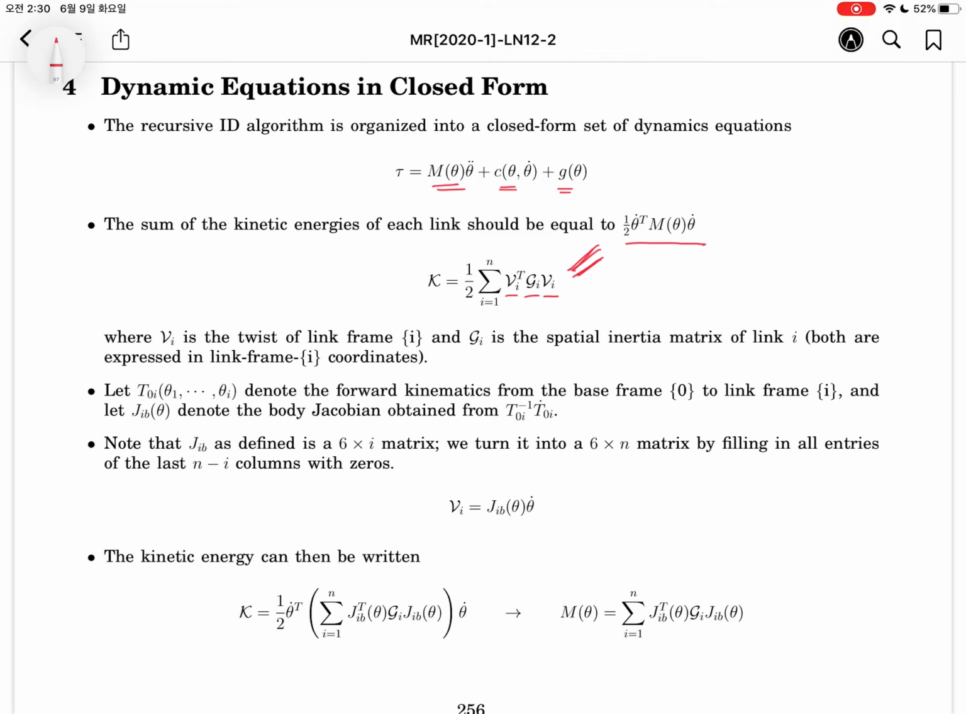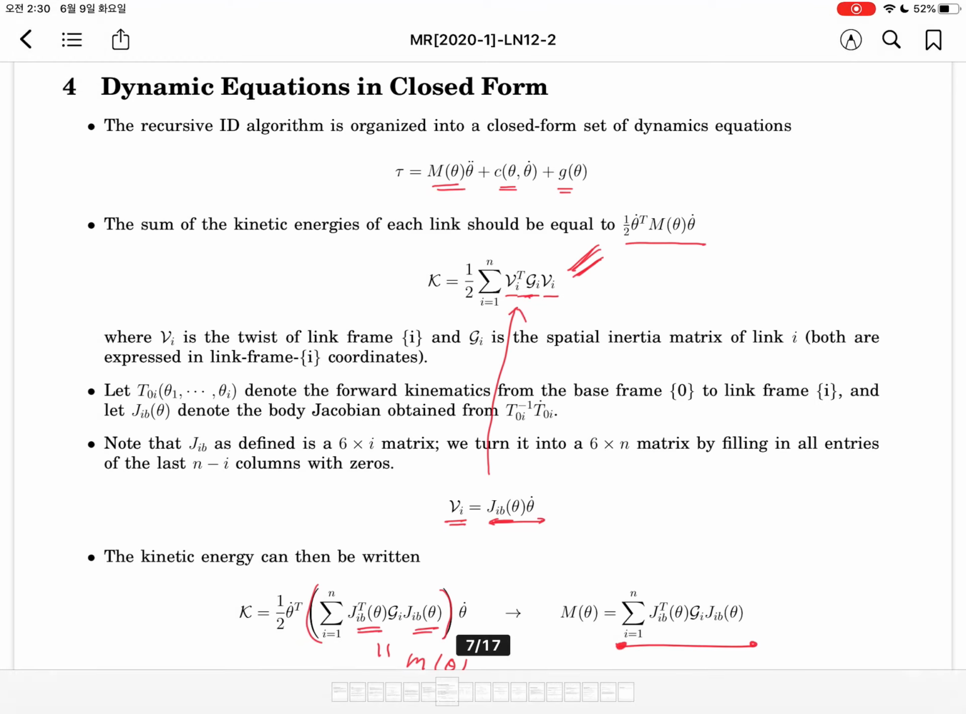Okay, here we know that the twist can be obtained by using the Jacobian. Okay, this will be applied to here, and then we can get this Jacobian transpose G and the Jacobian. Okay, the sum of this part will be equal to the inertia. Okay, so just by obtaining the Jacobian and the spatial inertia, you can determine the inertia matrix.